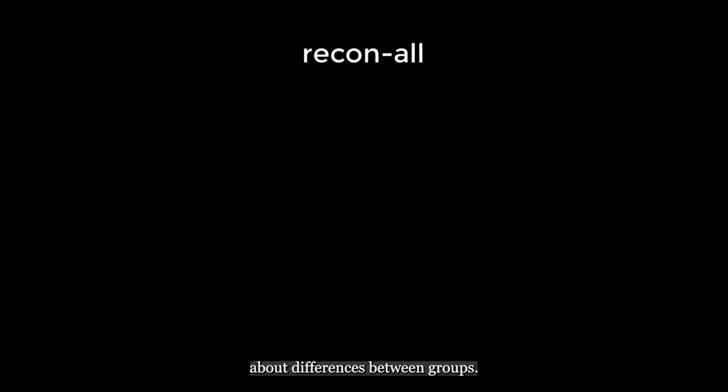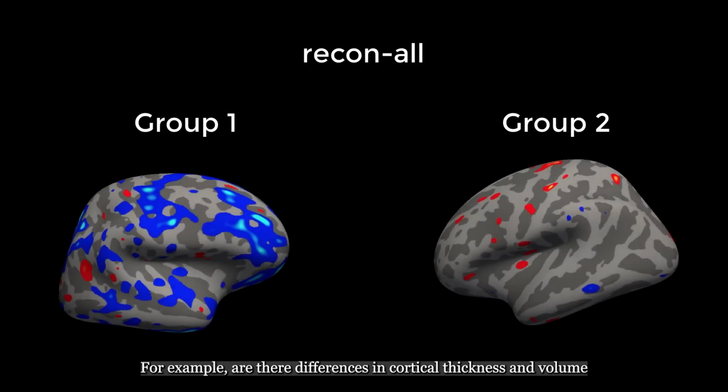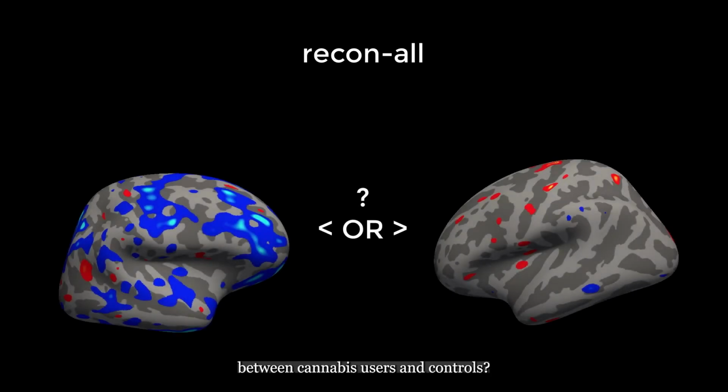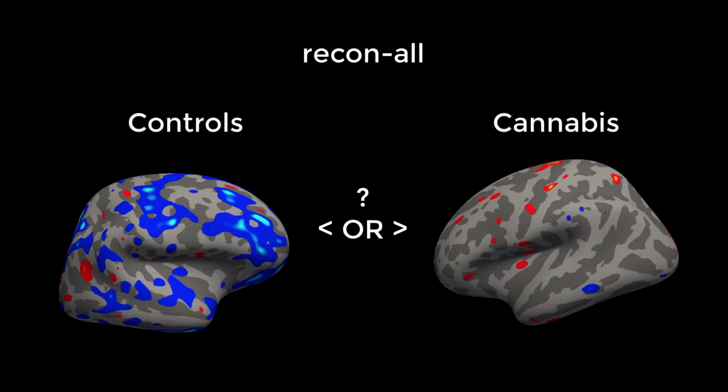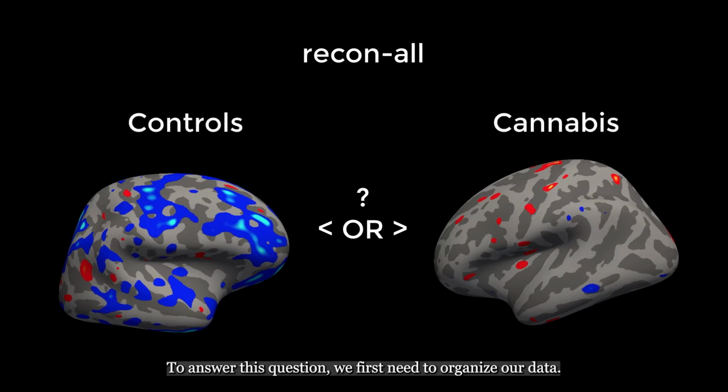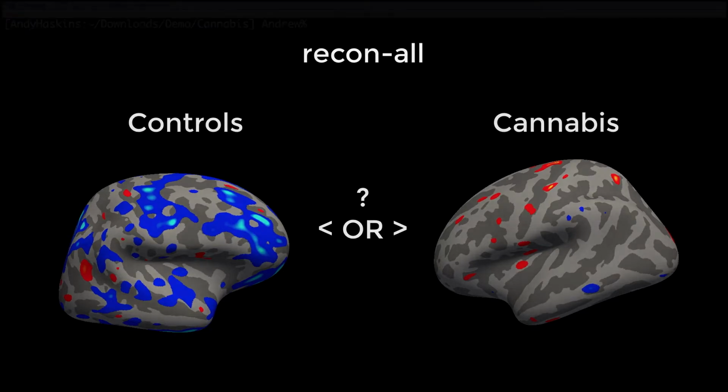After we've pre-processed our data with recon_all, we can test hypotheses about differences between groups. For example, are there differences in cortical thickness and volume between cannabis users and controls? To answer this question, we first need to organize our data.